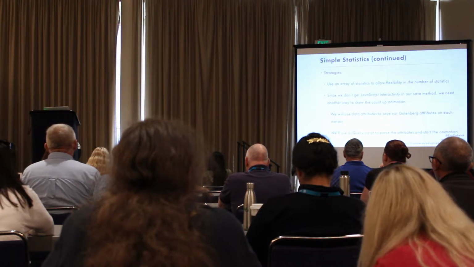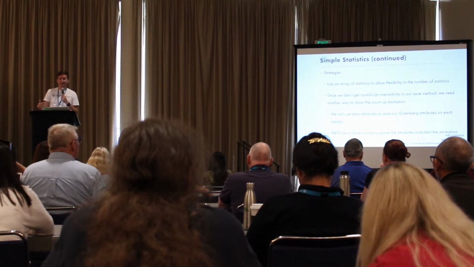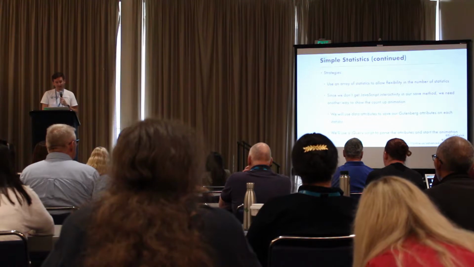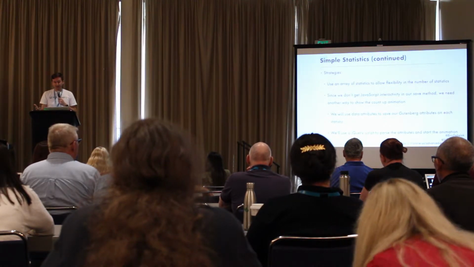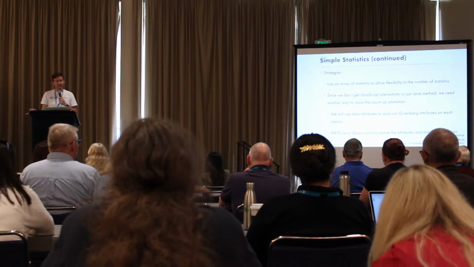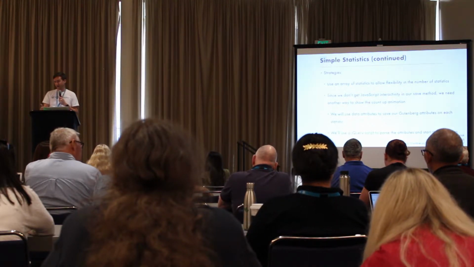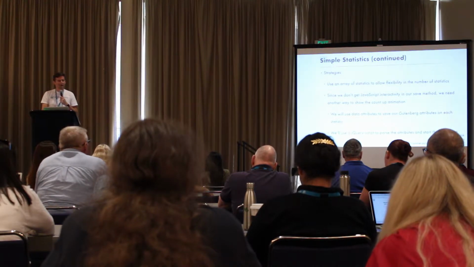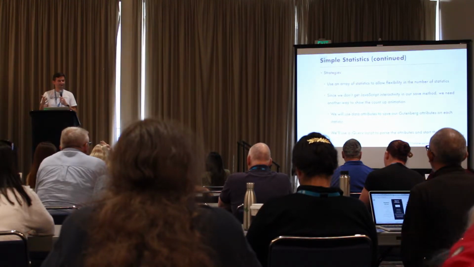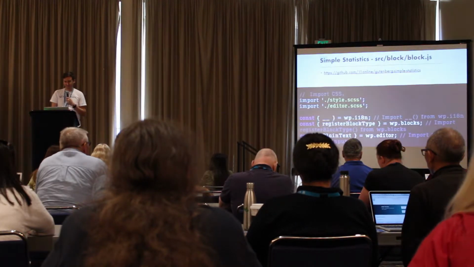Some other things. We don't get the JavaScript interactivity in our save method. Because we're just saving HTML, we need another way to do the count up animation. So what we're going to do in this example is use data attributes in HTML to save our Gutenberg attributes on each statistic, and then we'll just use a jQuery script to parse those attributes and start the animation. Hopefully it's not too complicated. There are a lot of count up libraries or other libraries that just use data attributes and then parse them.